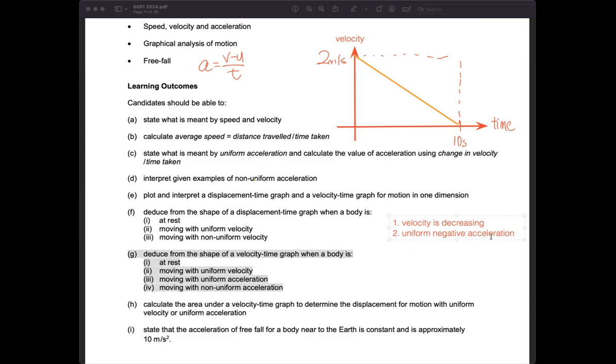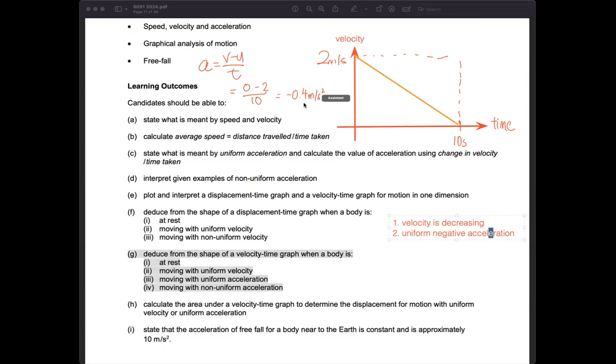Is that clear? Okay, let's practice. How do we find the acceleration of this? You look at this formula. The final velocity is 0, so I put 0. The initial velocity here is 2, so I put 2. Divided by the whole time, which is 10 seconds. Okay, so I get negative 0.4 meter per second square.